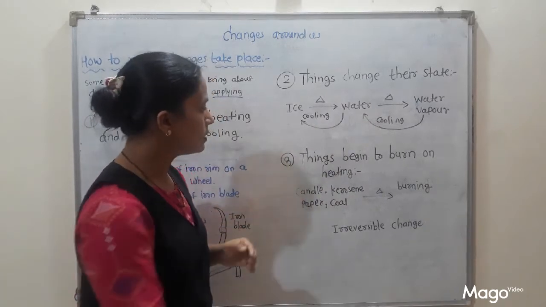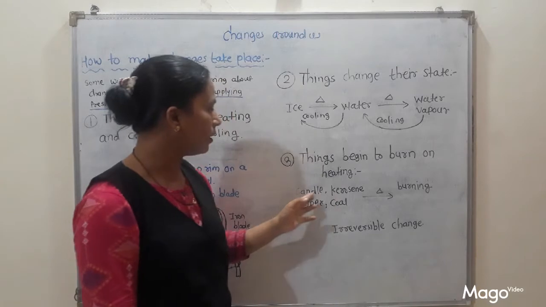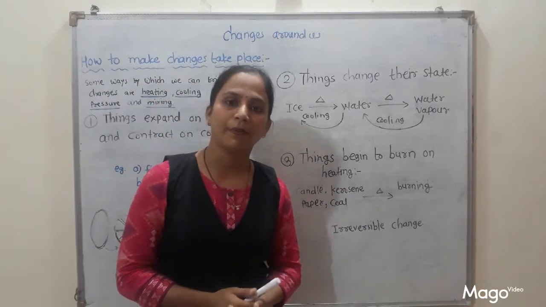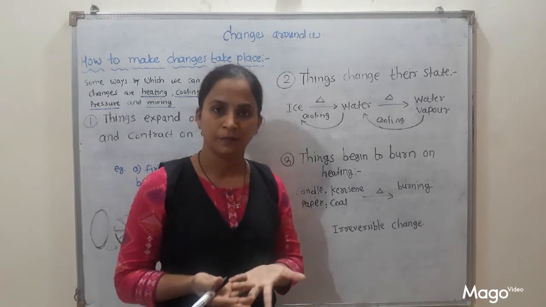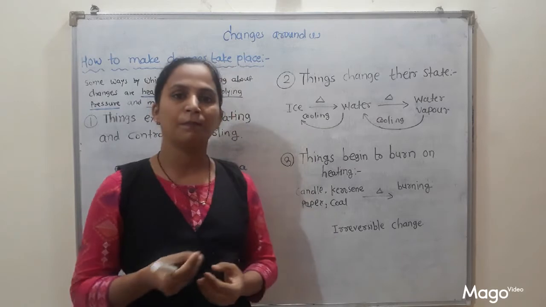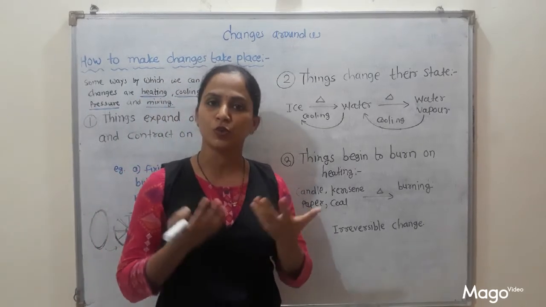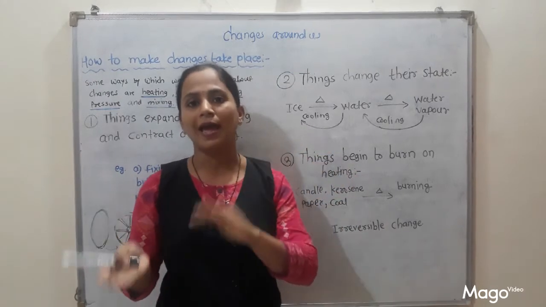The next thing is, things begin to burn on heating. Certain substances like candle, kerosene, paper, coal, wood also. On heating, what will happen? On heating, that substance, that thing starts to burn. Means when we give heat to paper, then what will happen? That paper starts to burn, and after burning, what will happen? That paper is converted into ash.